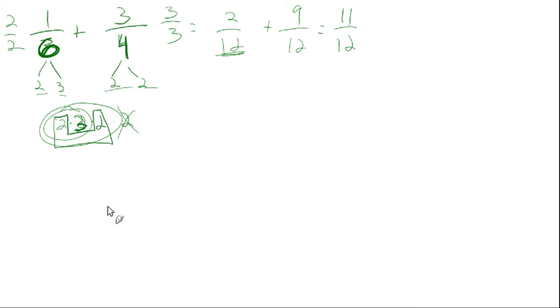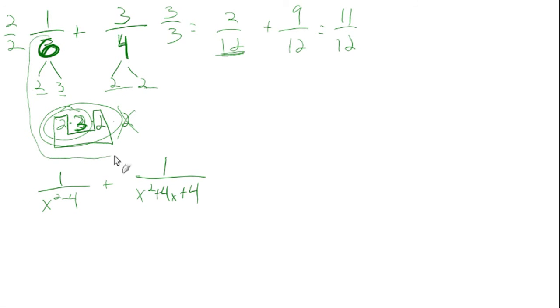Okay, so long explanation to explain what we're going to do with polynomials. So let's use 1 over x squared minus 4 plus 1 over x squared plus 4x plus 4. Okay, we're going to follow right here, in this region here. We're going to use this exact process to find the common denominator. We just included the absolute bare minimum factors we needed to get all the factors of 6 and all the factors of 4, without repeating them unnecessarily.